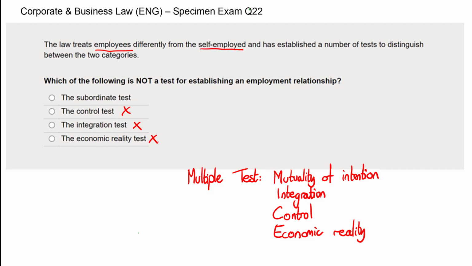relationship. The only one that isn't, and therefore the one that we need to select, is the subordinate test. The subordinate test looking at the extent to which the individual has to subordinate themselves to the person giving the instructions. And the courts would say, well, whether you are self-employed or employed, that subordination is likely to exist in the relationship.